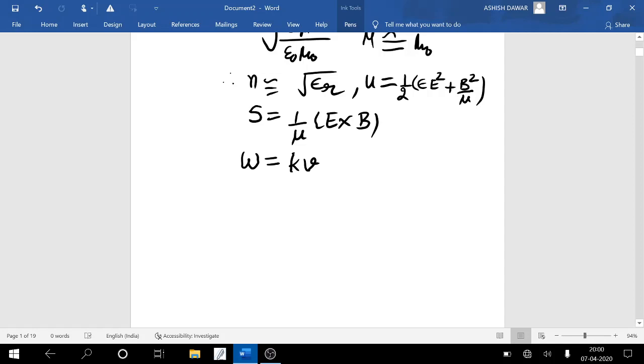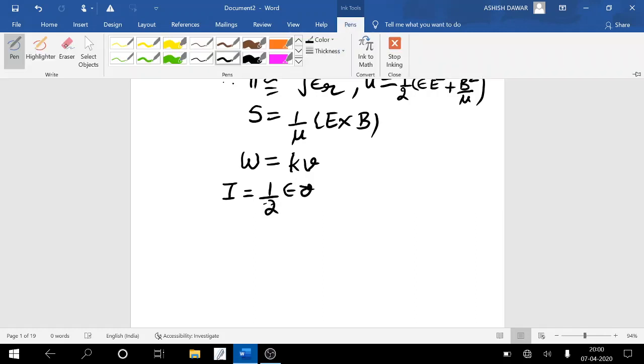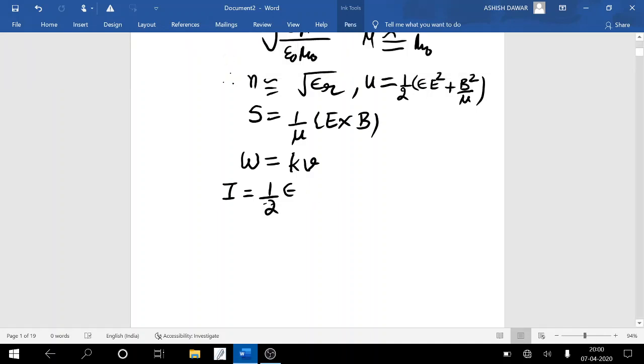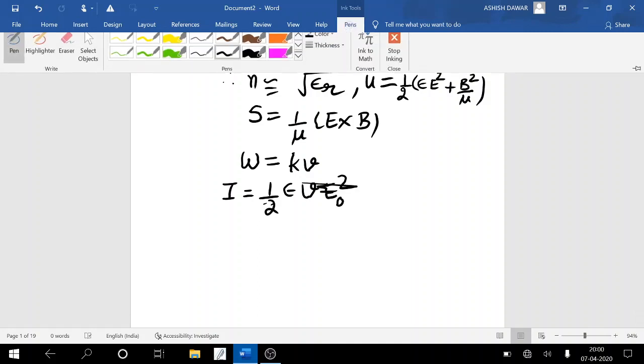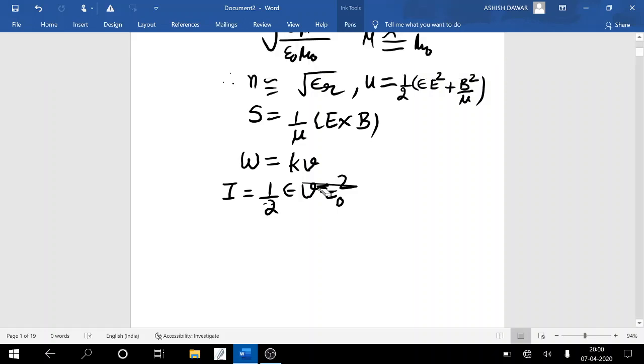and hence intensity I is equal to half epsilon V E naught square. So this is the expression for intensity.